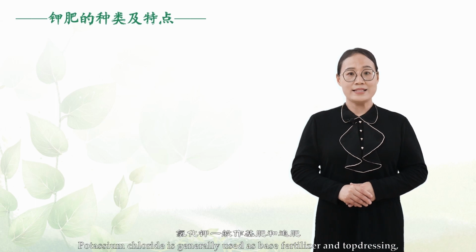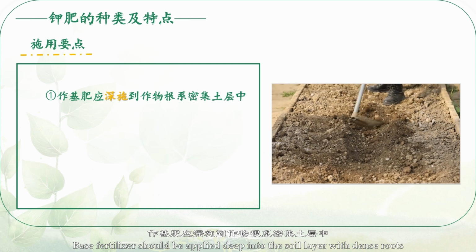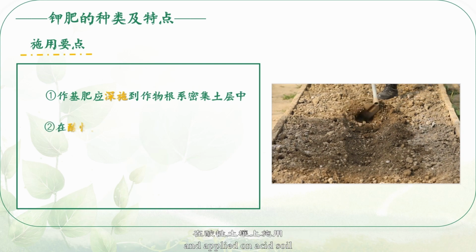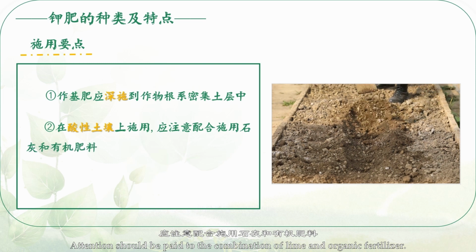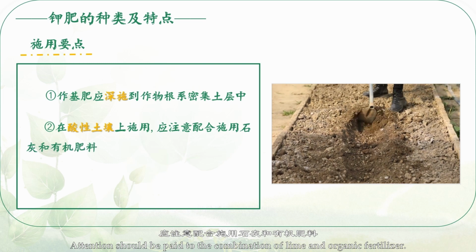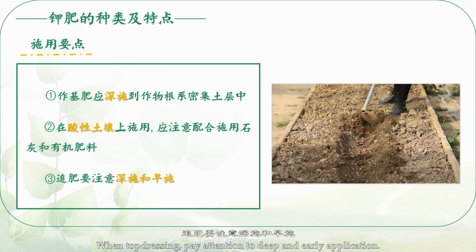Key points of application. Potassium chloride is generally used as base fertilizer and top dressing, not as seed fertilizer. Base fertilizer should be applied deep into the soil layer with dense roots and applied on acid soil. Attention should be paid to the combination of lime and organic fertilizer. When top dressing, pay attention to deep and early application.